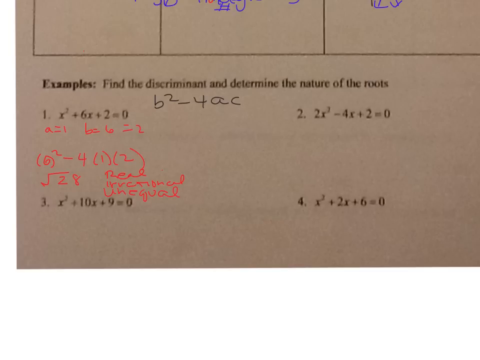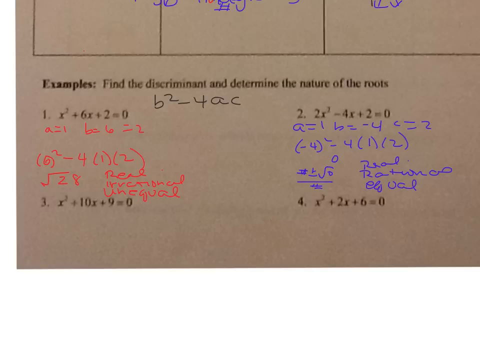All right, let's try 2. So a is 1, b is -4, c is 2. So it's -4 squared minus 4 times 1 times 2. Plug that in your calculator, and you get 0. So think about it. A number plus minus the square root of 0 over a number. That is real. That is rational because you could take the square root of 0, it's 0. And think about it. You're adding 0 and subtracting 0 from a number. That is going to give you equal roots.